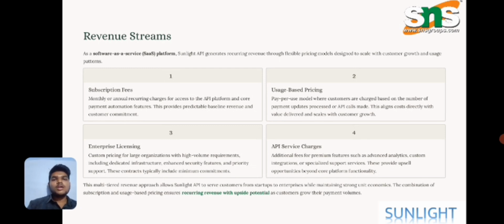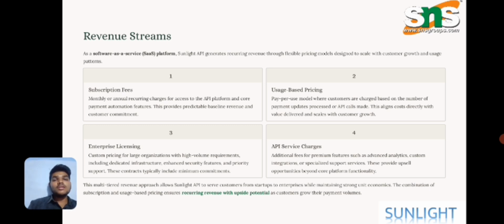Today we are going to see about revenue streams. As a software as a service platform, Sunlight API generates recurring revenue through flexible pricing models designed to scale with customer growth and usage patterns. Subscription fees, usage-based pricing, enterprise licensing, and API service charges are the four types.